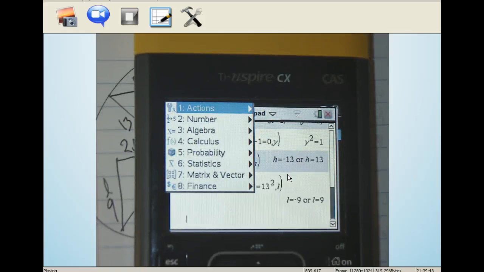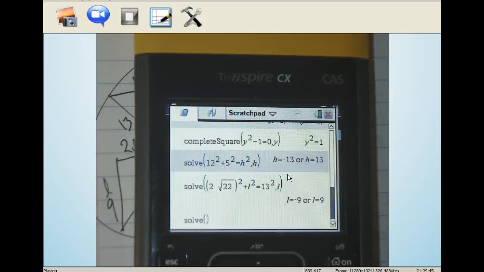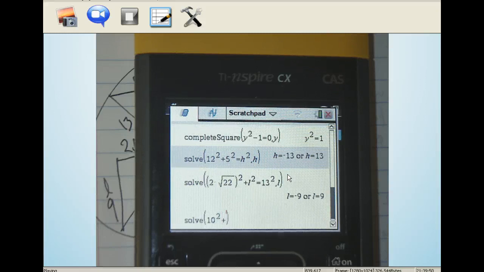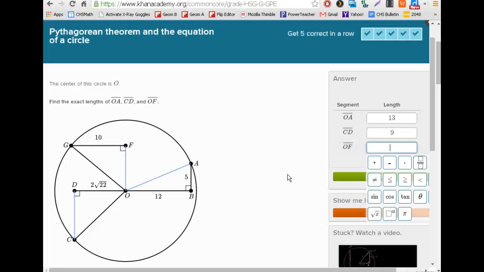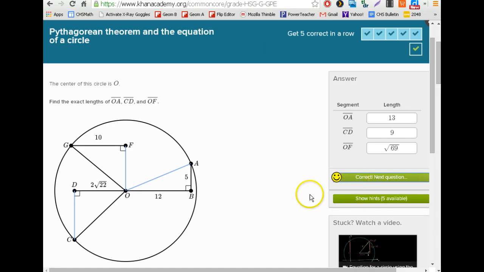Menu, sorry, we go algebra, solve, right? And we're going to put in the one leg was 10 squared plus the other leg, which was L squared, is equal to our hypotenuse, which was 13 squared. We're going to solve it for L and hit enter. And we get root 69. Take always the positive solution there. So we're going to put the square root of 69. And there's our answers. So that's how those are done.